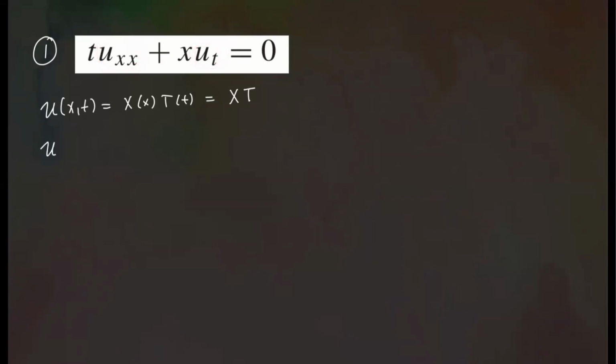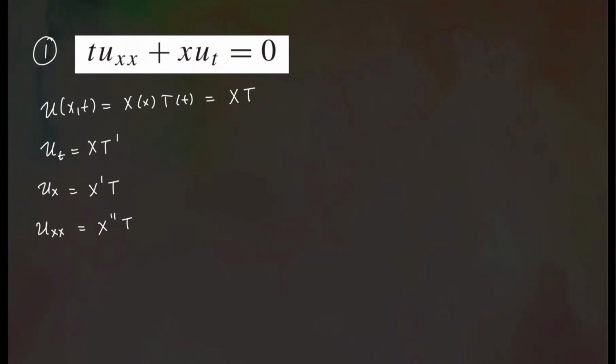So we'll find the partial of u with respect to t. So we'll differentiate this piece with respect to t. Keep in mind that X is a constant. So you'll have X times T prime. And then we need the partial of u with respect to x. So now T is treated as a constant, so you'll have X prime times T. Now we need u sub xx. So that's the second partial derivative with respect to x. So you'll have X double prime times T.